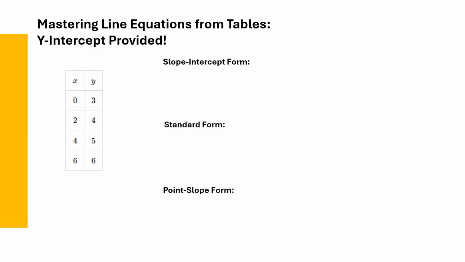To write the equation of a line given the table values, we can start with the slope-intercept form, which is y equals mx plus b, where we can easily find the slope and the y-intercept. To find the slope, it is changing y over changing x. For the changing y, look at the table. We can see that the y values go up by 1 each time: 4 plus 1 is 5, plus 1 is 6. Therefore, changing y is 1.